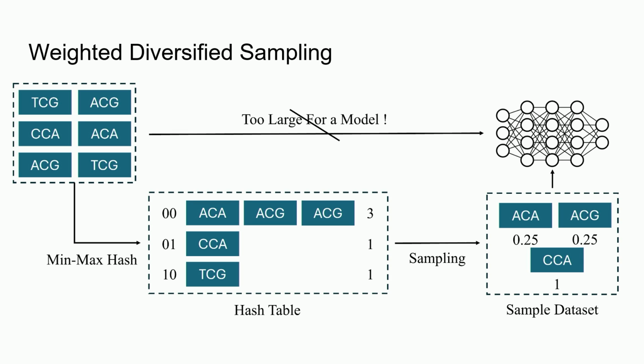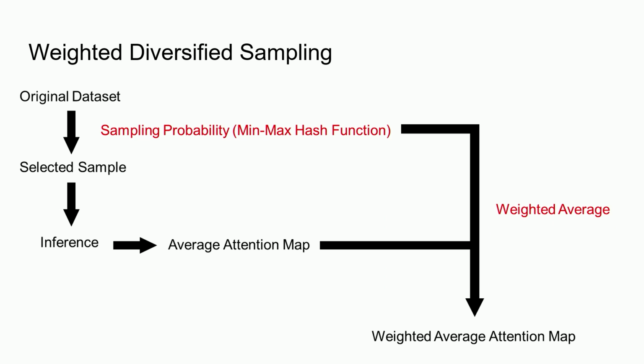So the major intuition to improve the data efficiency happens during the data-driven feature interaction discovery. And this is our pipeline. Basically, given the original data set, we sample with the probability generated by the MinHash function, and then we select an example and take the attention map.